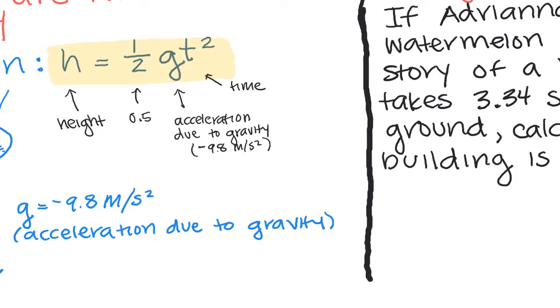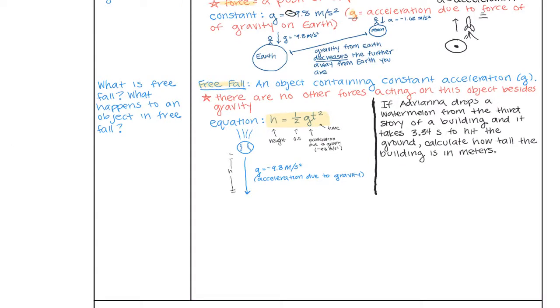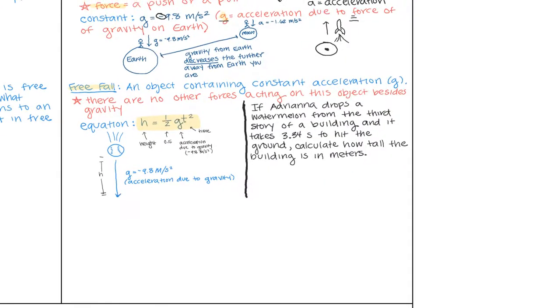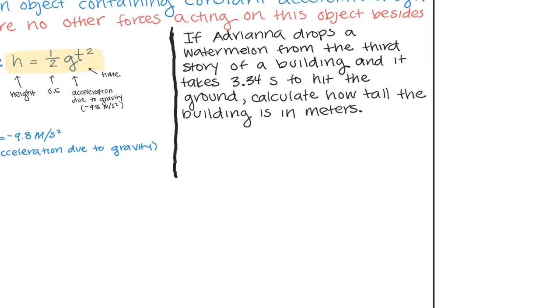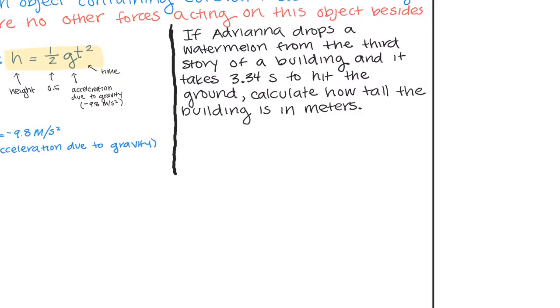All right. So let's use this equation in an example here. I'm going to zoom in a little bit. All right, so here's our example. If Adriana drops a watermelon from the 3rd story of a building and it takes 3.34 seconds to hit the ground, calculate how tall the building is in meters.